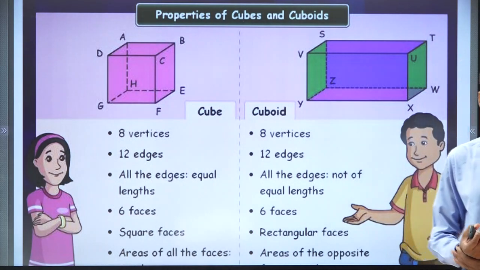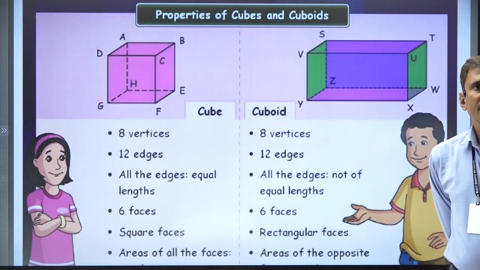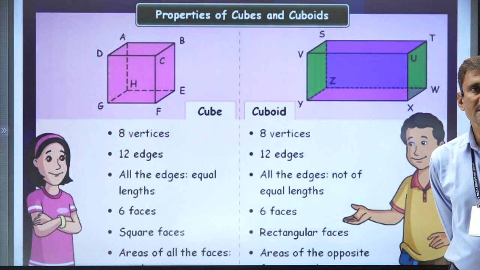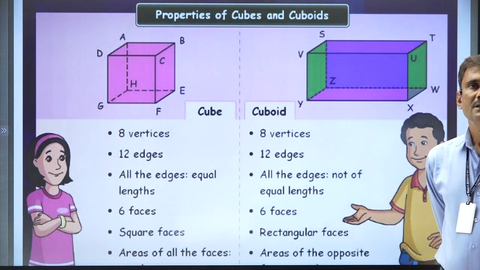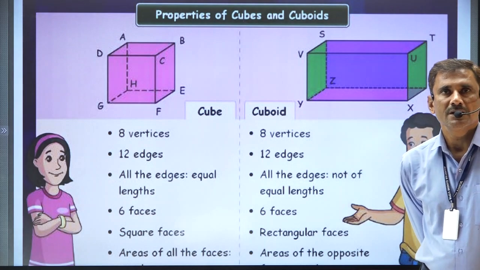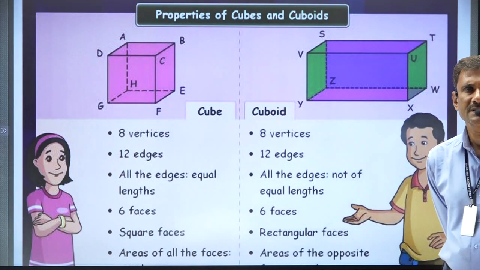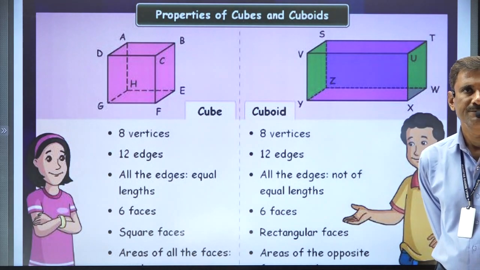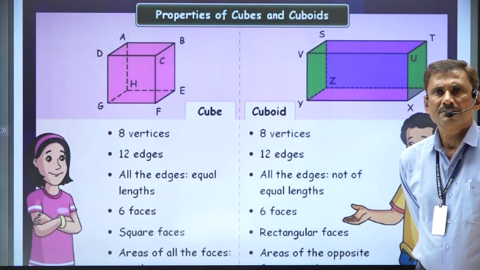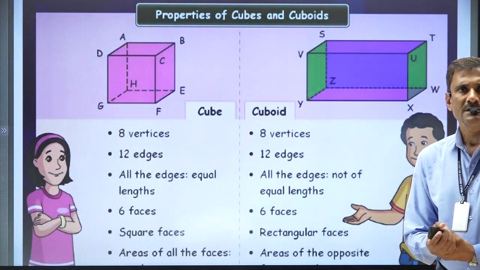There are 8 vertices you can see: A, B, C, D, E, F, G. And a total of 12 edges are there. Edges means whichever line segments you can see here: AB, BC, CD, DA, BE, CF, EF, they are edges. So 12 are there, and all the edges are equal. Obviously, that is the basic condition of a cube. All edges are equal.